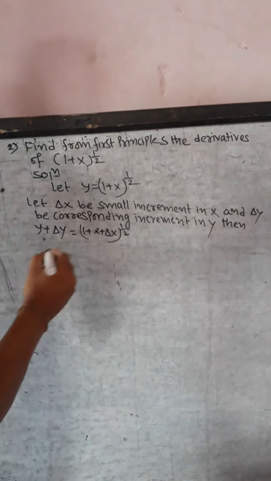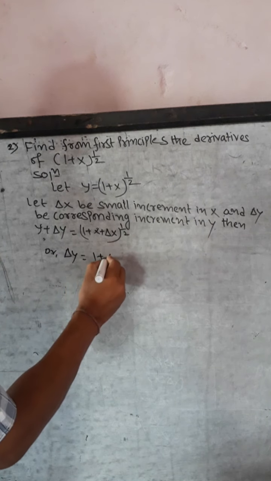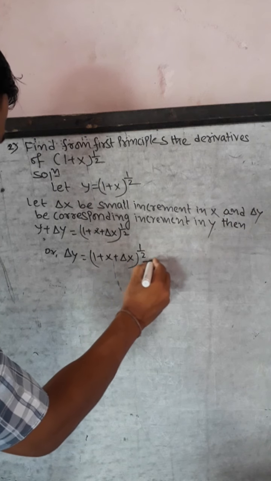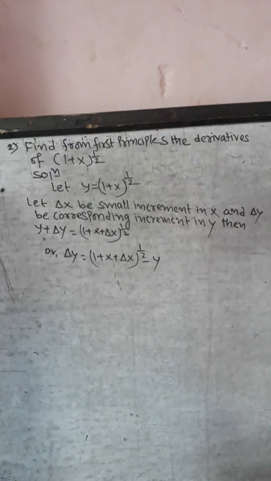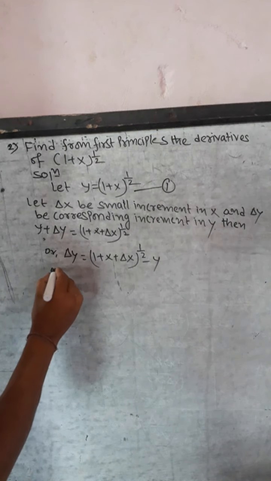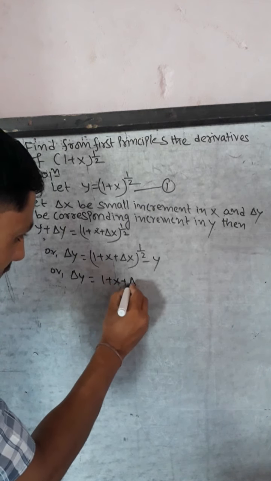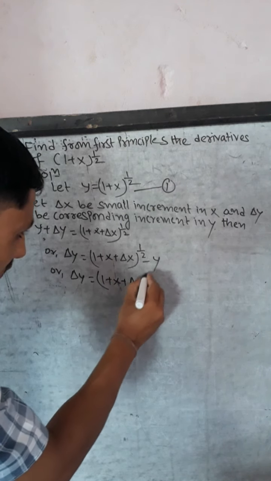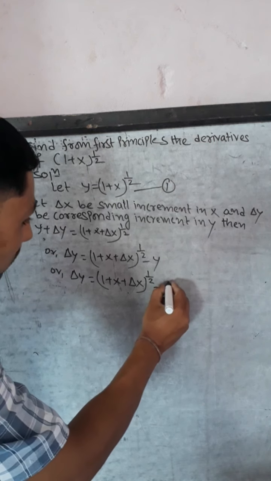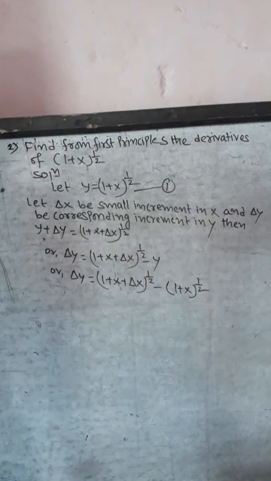Now take y to that side, or del y is equal to (1 plus x plus del x) to the power 1 by 2 minus y. Now put the value of y from equation 1, or del y is equal to (1 plus x plus del x) to the power 1 by 2 minus (1 plus x) to the power 1 by 2.